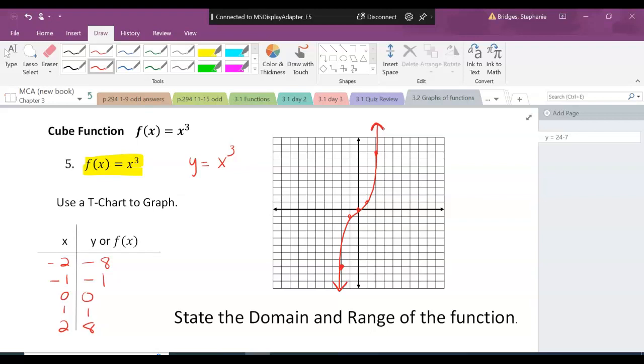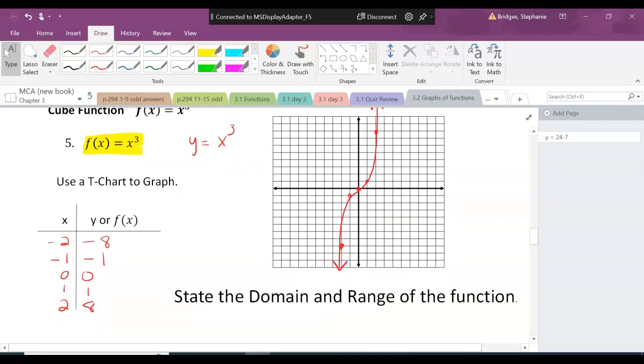So what do you guys think about the domain for this one? If it goes forever and ever, what is it going to cover? All of them. And what about the range? Same thing? Yeah. Anybody have any questions so far?